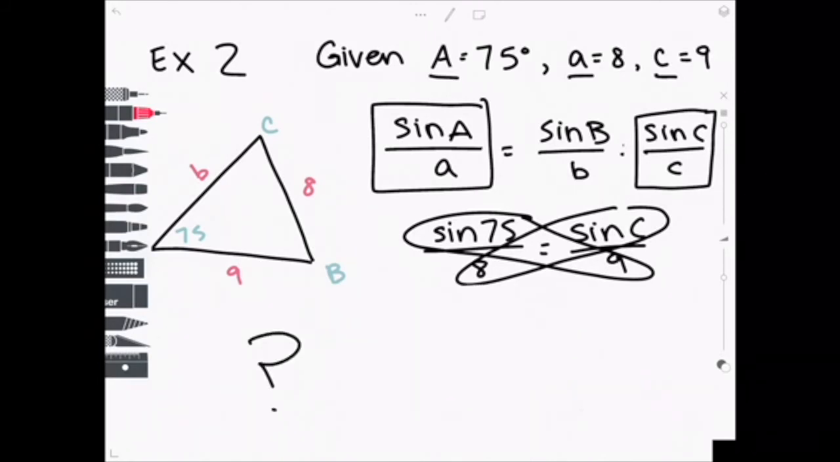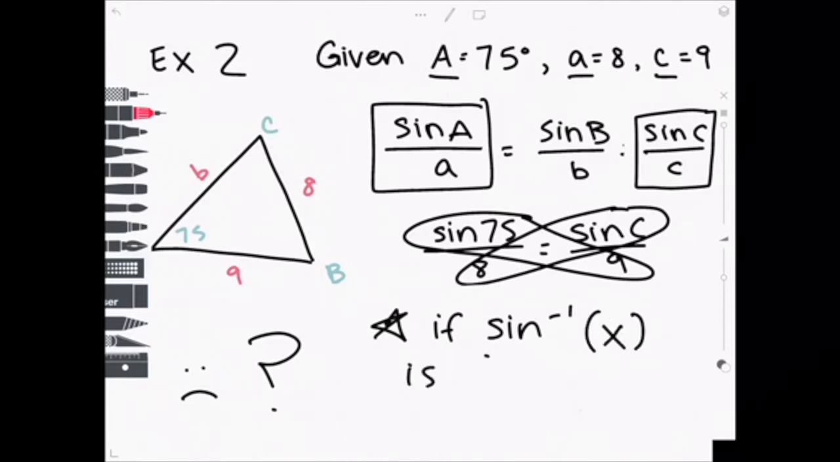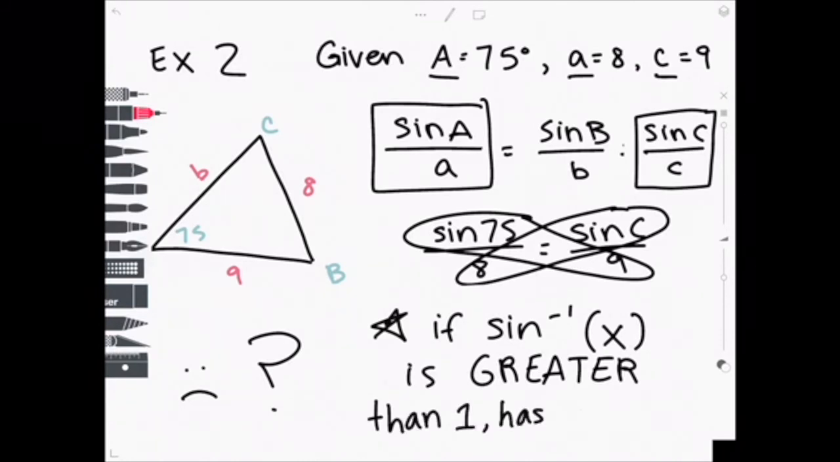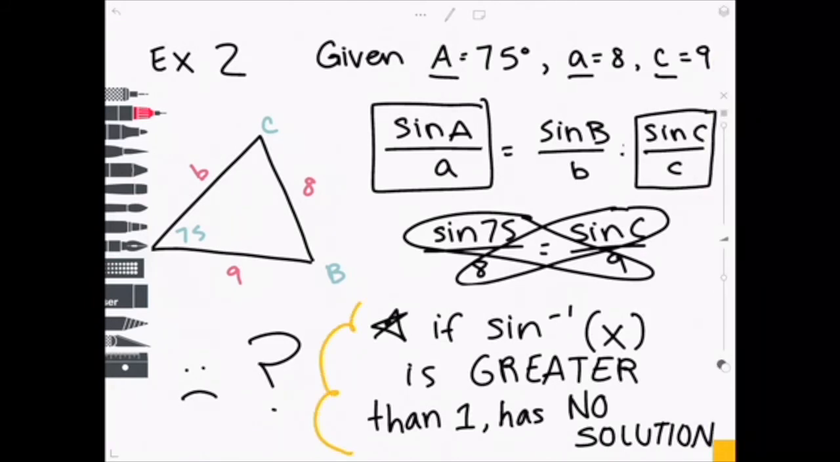And now you may be wondering, why doesn't that work? Well, just remember, anytime the value that you get for sine C, in this case 1.089, is greater than 1, then that indicates that there is no solution for the problem. In other words, if your value is below 1, then you'll get a solution, but if it's above 1, then it'll be no solution.